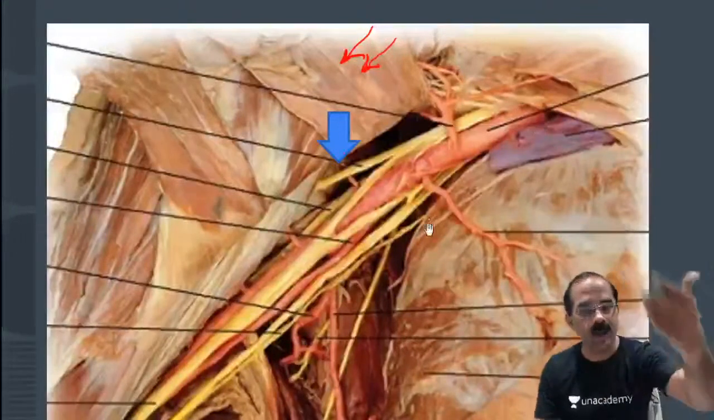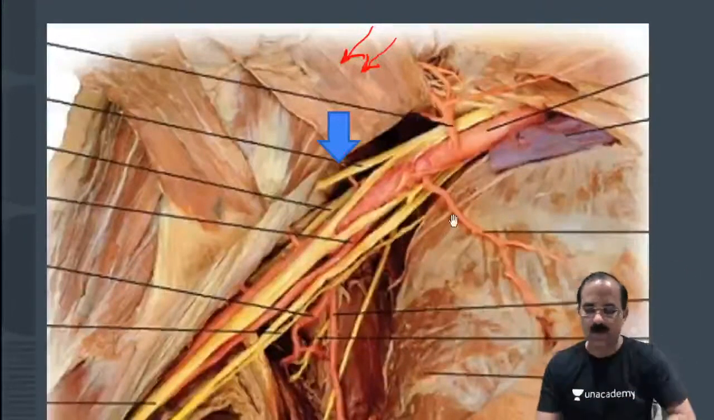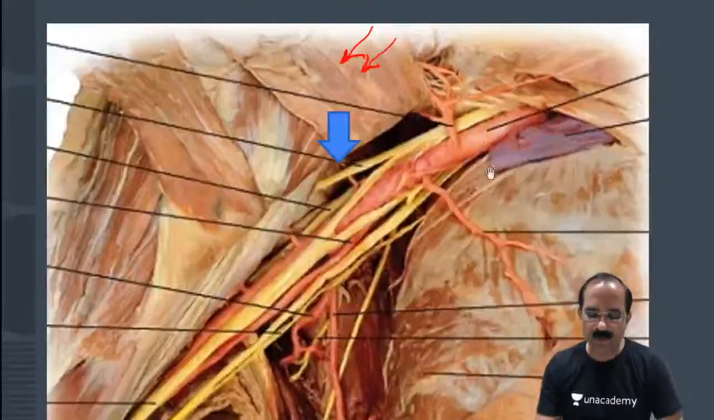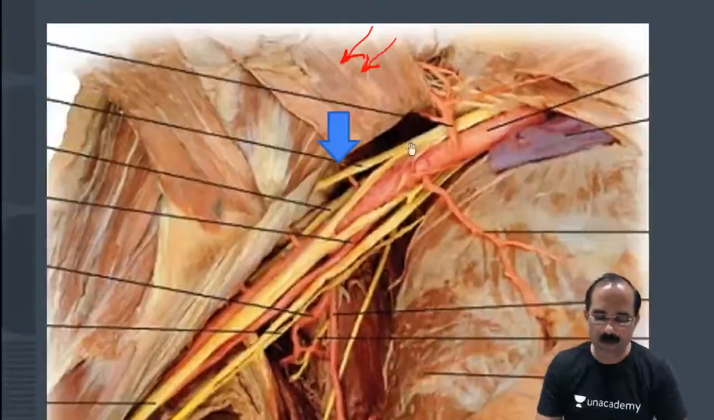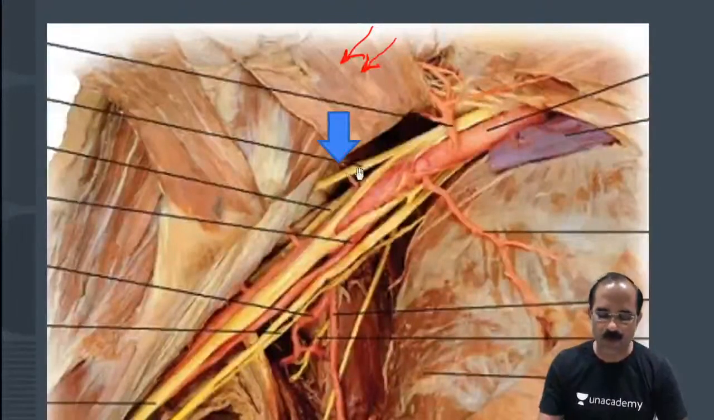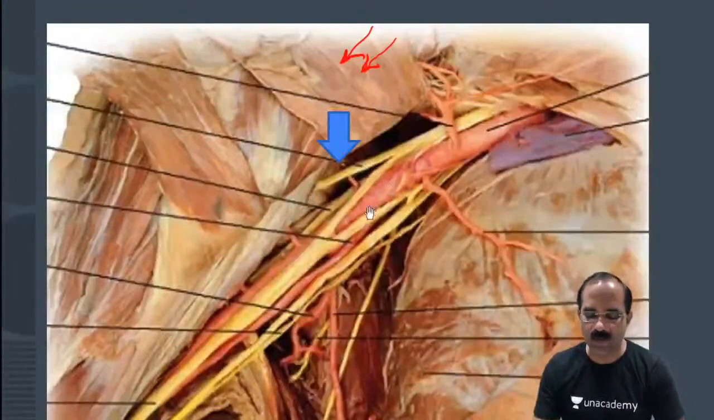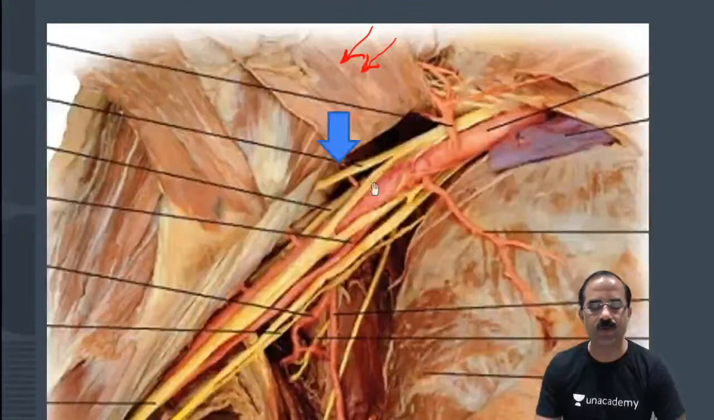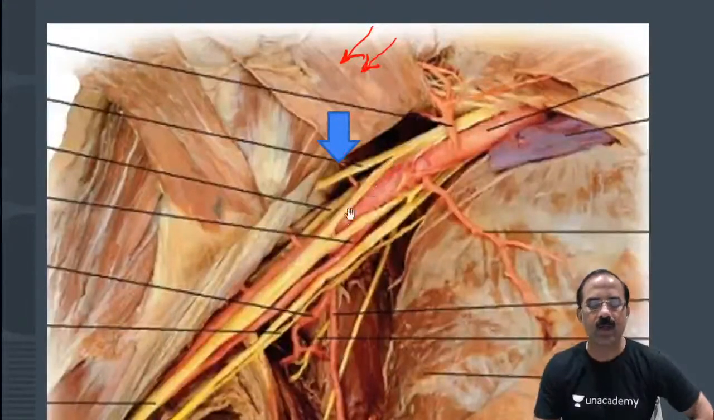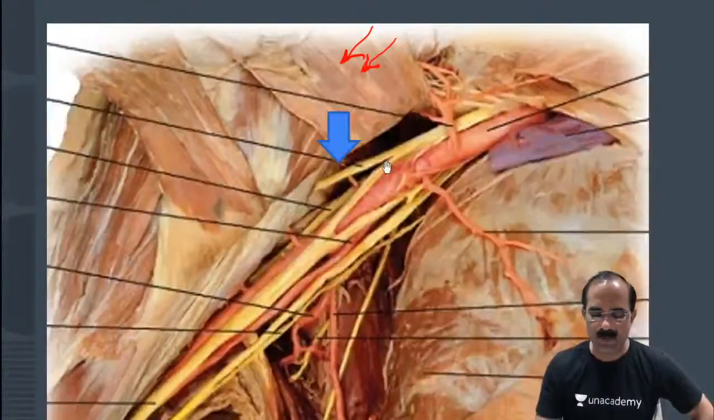So we have reflected the anterior wall of the axilla. And now what are we seeing? We are seeing the contents of the axilla. Which cord is this? Lateral cord. So what is this nerve? That's the musculocutaneous nerve. Anyone can identify this nerve? Students, answer this. What is this nerve?